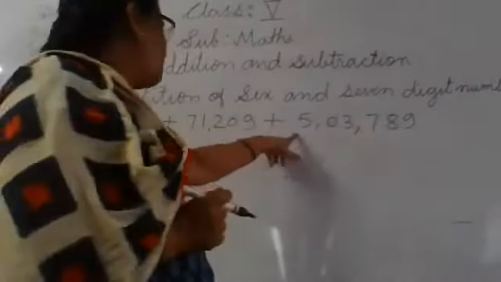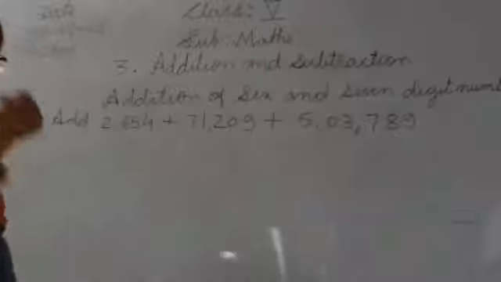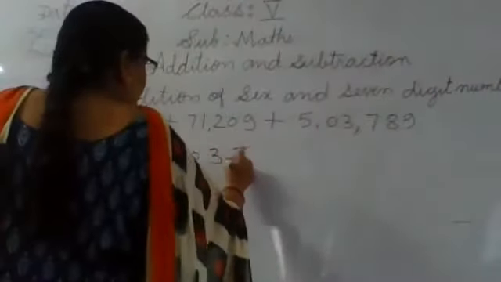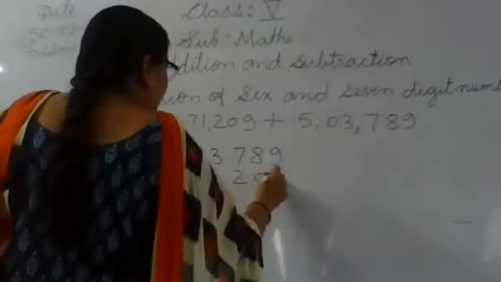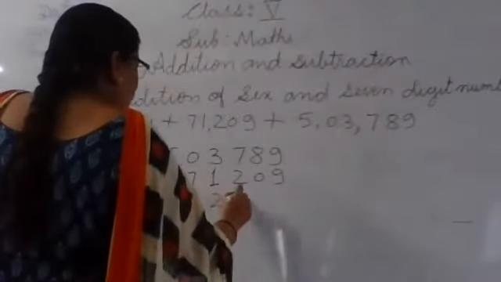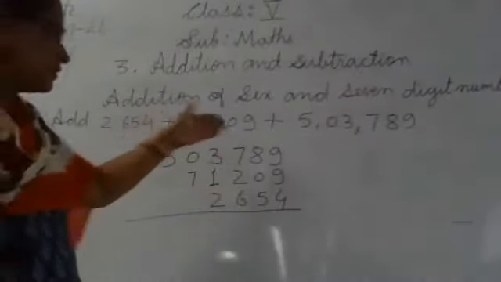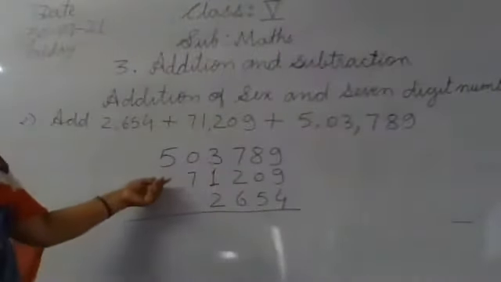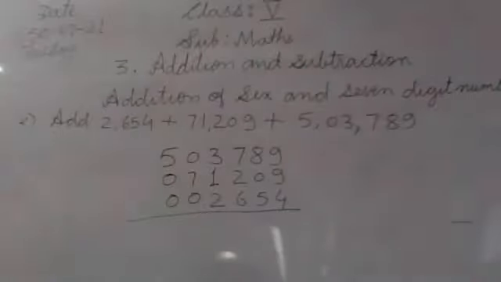Now see beta, it is 5 lakh, it is 71,000 and here is 2,000. So we will write the greater number first. 5,03,789, then we will write 71,209 and then 2,654. So you have to arrange the numbers properly: ones under ones, tens place under tens place, and hundreds under hundreds. Now see here, the lakh place is blank, so you can write 0 over here. Okay. Now start adding.